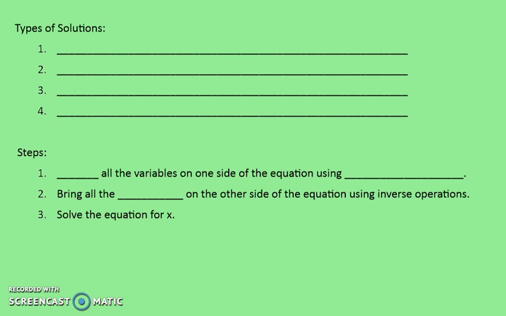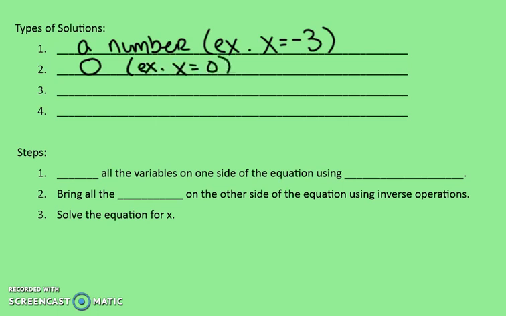Now, when it comes to solving equations with variables on both sides, there's going to be 4 different types of solutions we can get. Our first type is we're going to get a number out. And it could be something like x equals -3, x equals 10, x equals 7, x equals 1/2, but we're going to get a number. Another solution is we're going to get 0. So it would say x is going to equal 0. And I know 0 is a number, but you'd be surprised the amount of people who think they're wrong because they get an answer of 0.